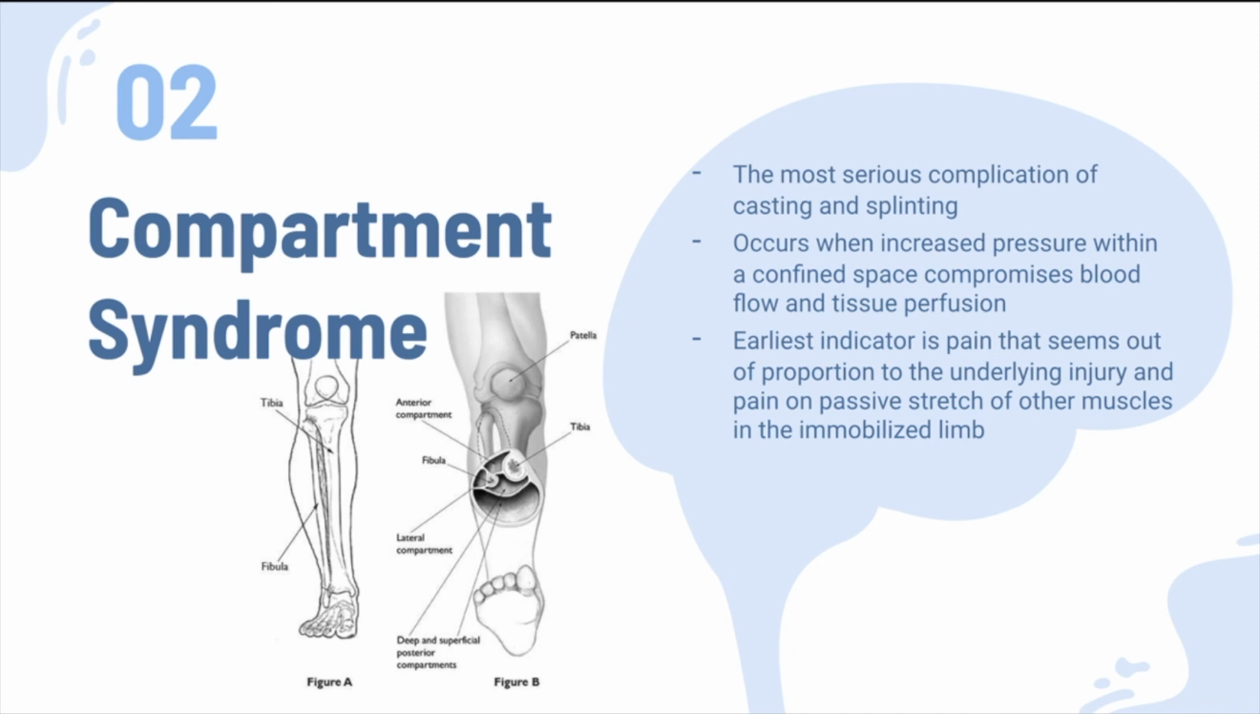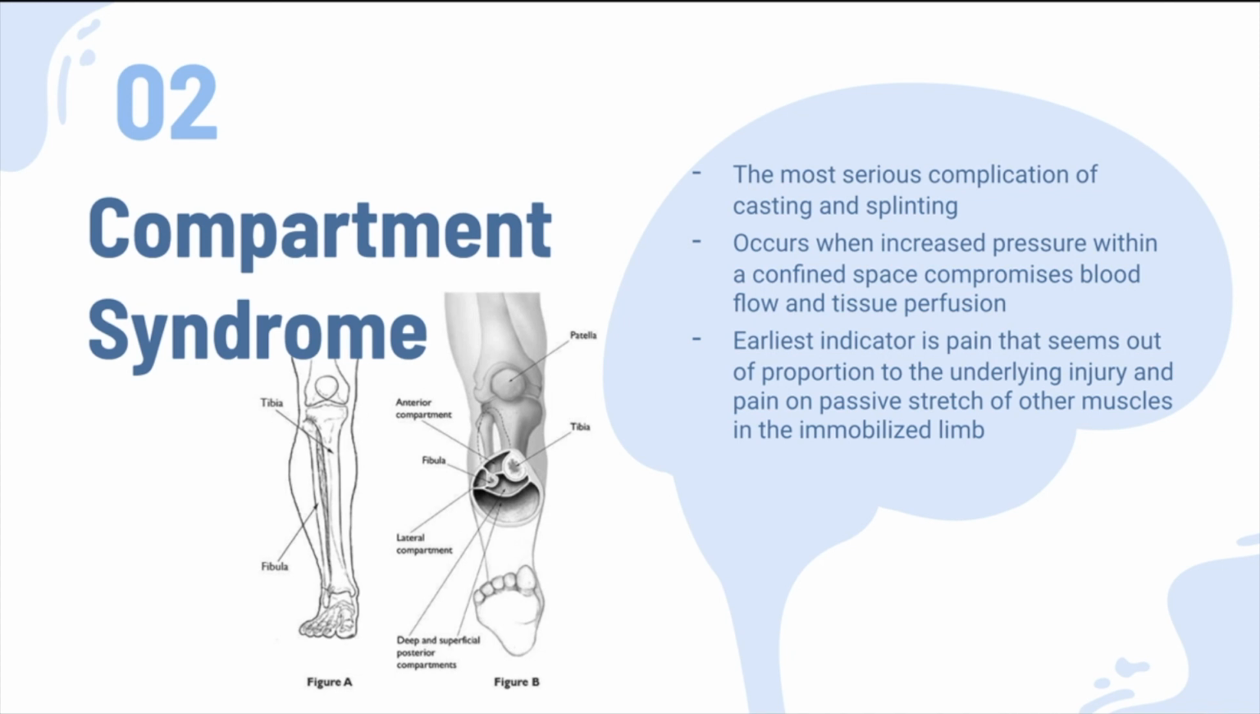Next is compartment syndrome. This is the most serious complication of casting and splinting. Compartment syndrome occurs when increased pressure within a confined space compromises blood flow and tissue perfusion. Examples of a confined space would be a cast or muscle compartment. The earliest indicator of developing compartment syndrome is pain that seems out of proportion to the underlying injury, and pain on passive stretch of the muscles in the immobilized limb.